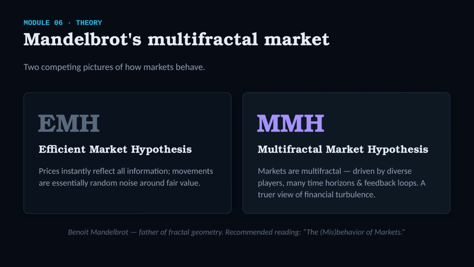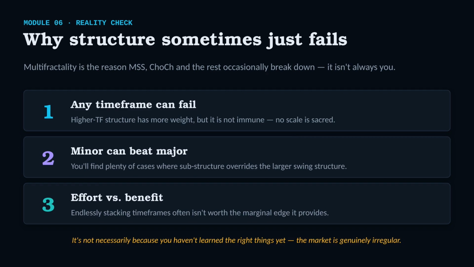It is genuinely excellent. Here is why this theory has extremely practical consequences. The fact that price action is multifractal creates real problems for the common knowledge of market structure. For market structure shifts, for changes of character, for all of it. This is essentially why these ideas sometimes simply fail, and I want you to hear this clearly. It is not necessarily because you have not learned the right things yet. The market is genuinely irregular.